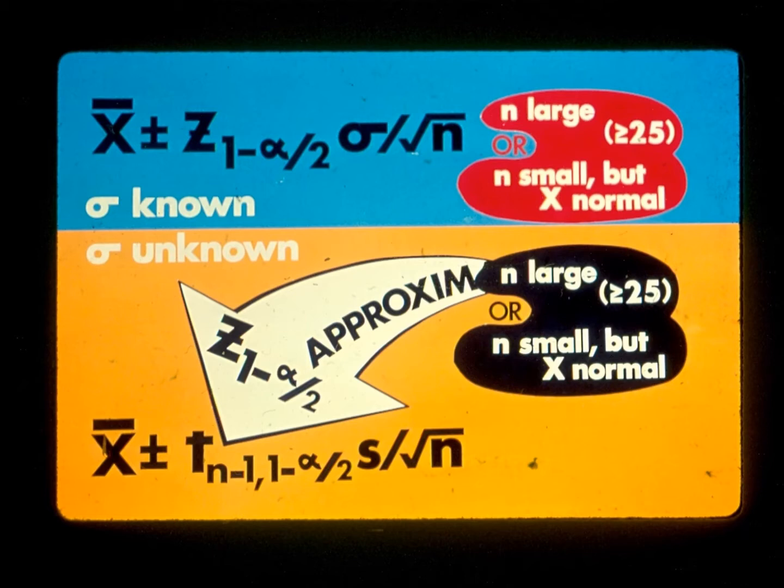Finally, note especially that if sigma is unknown and n is reasonably large, then although the appropriate formula conceptually is the one which uses the t distribution shown at the bottom, practically speaking, a very close approximation can be obtained using the z-tables instead, with the formula x bar plus or minus z sub 1 minus alpha over 2 times s over the square root of n.